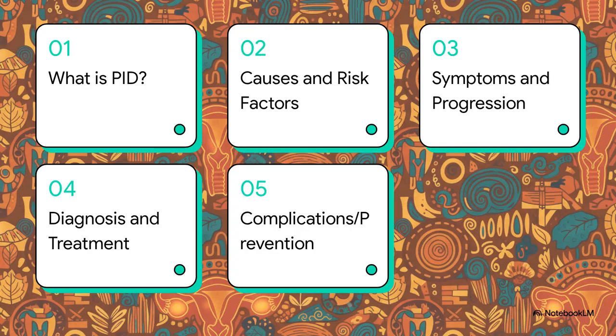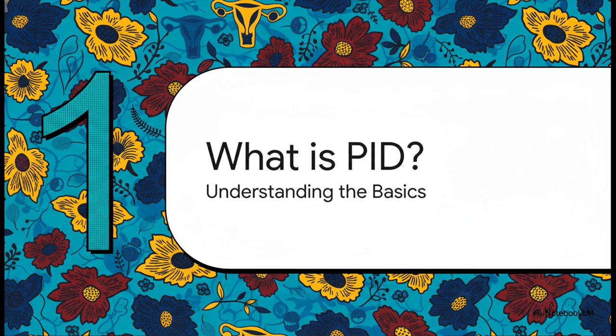So here's our game plan. First, we'll cover the basics of what PID actually is. Then, we'll look at the causes and who's most at risk. After that, we'll talk about symptoms, diagnosis, and treatment. And we'll wrap up with the really crucial stuff, complications, and how to prevent them. All right, let's jump into our first section.